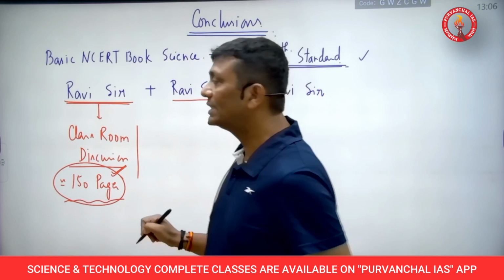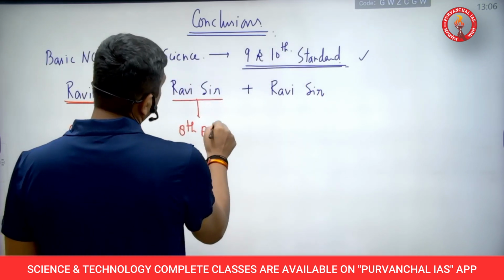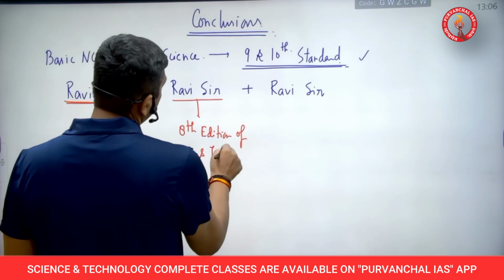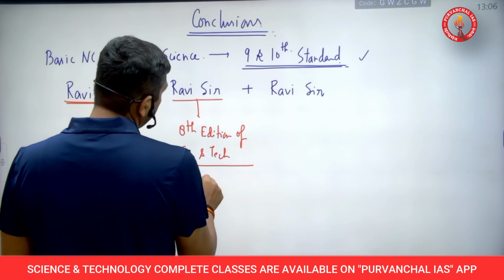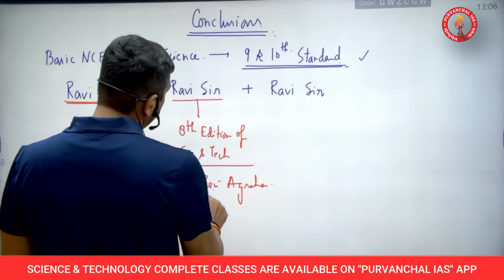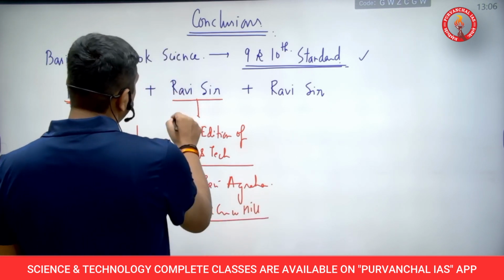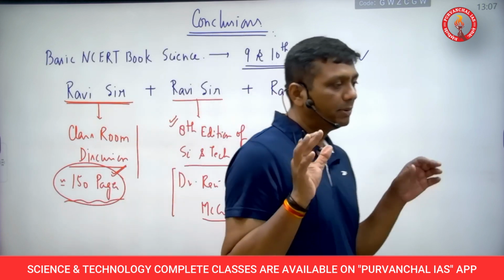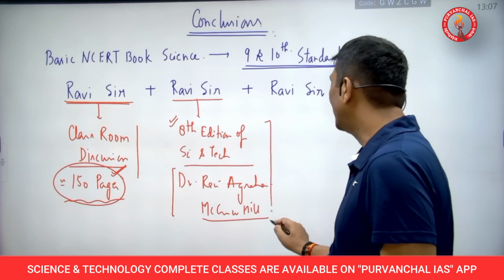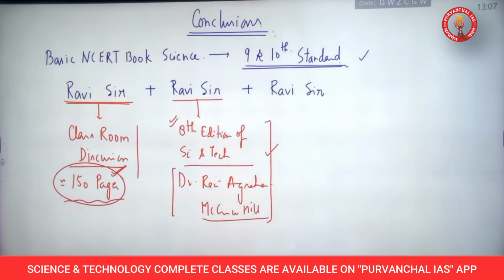Second Ravi sir is what? Second Ravi sir, I'll advise you: the 8th edition of the Science and Technology book by Dr. Ravi Agrahari is available on the McGraw Hill platform. Publication is McGraw Hill. The 8th edition is totally updated. Very beautiful colour pictures and images with infographics are there that will be very helpful to you to understand science and technology here. That is the second part, second Ravi sir.